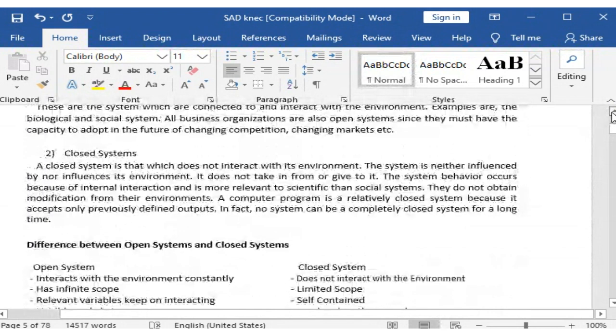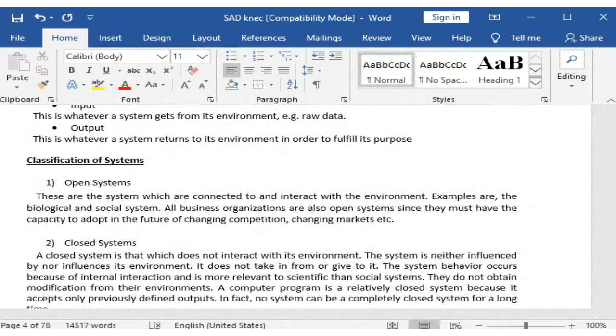Now, we shall continue. We're going to look at different types of system, starting from the open system. What is an open system? These are systems which are connected to and interact with the environment. Examples are the biological or social system. All businesses and organizations are also open systems since they must have the capacity to adapt in the future to changing competition and changing markets.